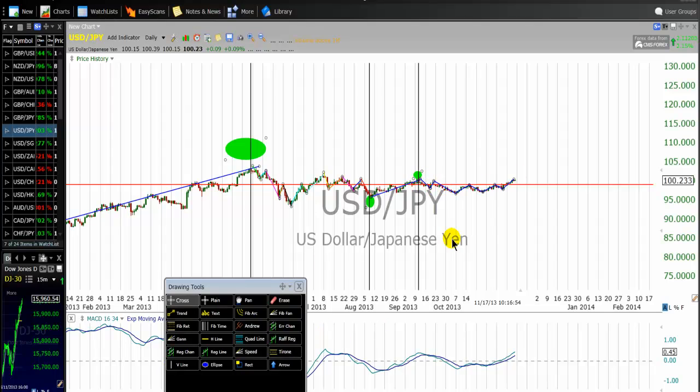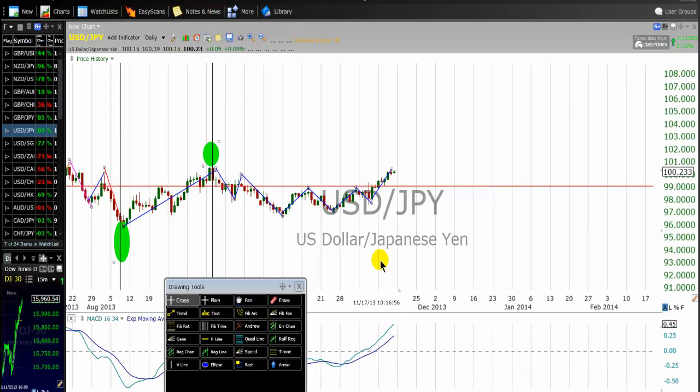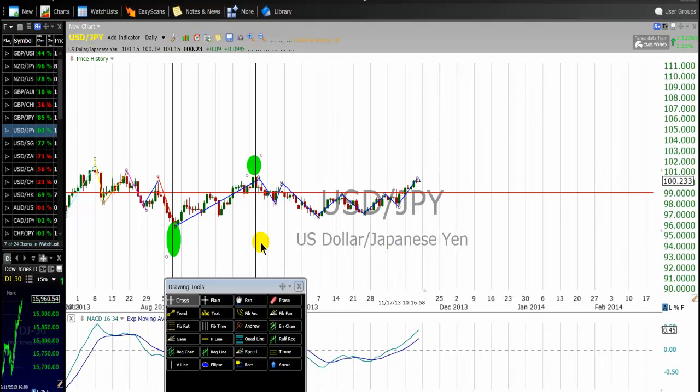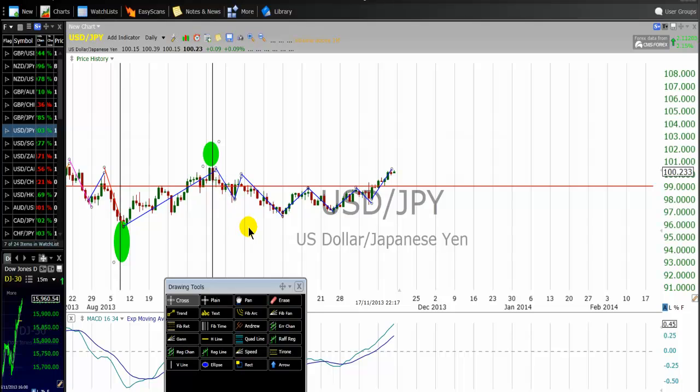Now we have again, let's zoom into it. Now we have another zigzag that is being formed. It's not yet completed. The first part of that zigzag is the A part of the zigzag, which is 1, 2, 3, 4, 5, which has ended here.